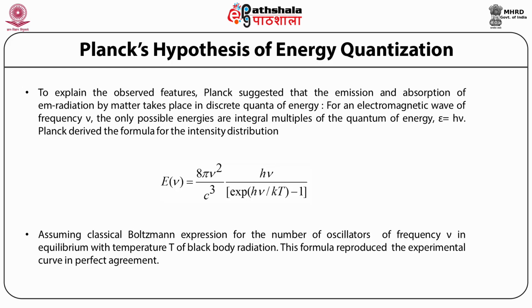Here again we can see that the number density for the harmonic oscillator is given by 8 pi mu square by c cube, but instead of the average energy being taken as kT, as was done in the classical theory, here the energy is taken as h mu upon exponential within brackets h mu by kT minus 1. In this manner, Planck was able to explain the entire spectrum of black body radiation, and this was the first success of the quantum theory.